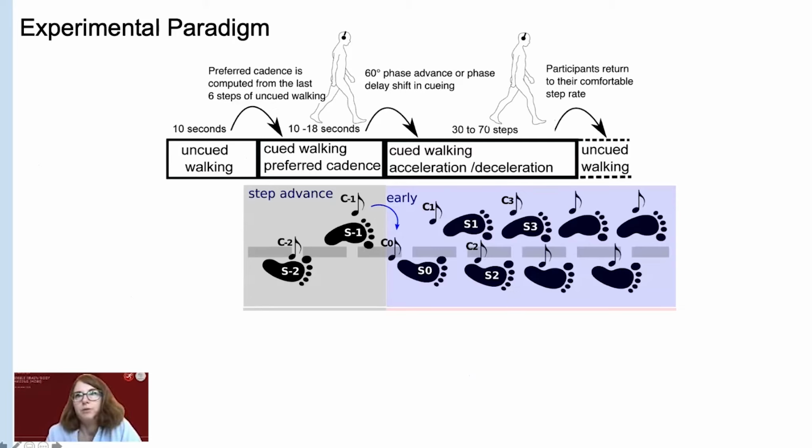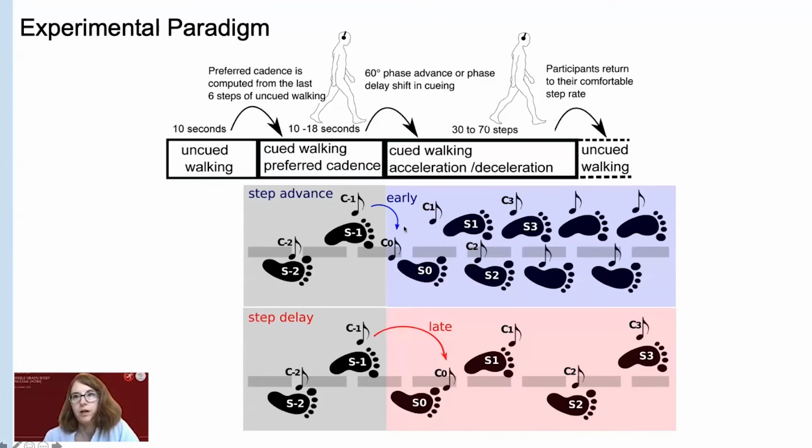So basically for step advance trials, where participants had to shorten the steps, the cue arrived earlier than participants expected. For step delay trials, the cue arrived later than participants expected, so after they had already stepped, after the actual heel strike.